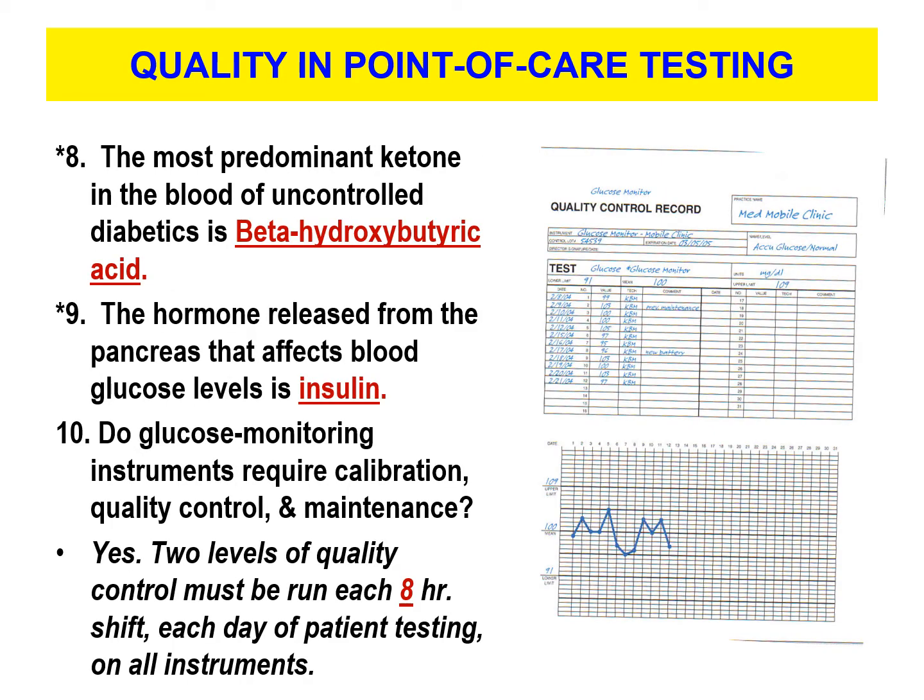Okay, so quality in point of care testing. The most predominant ketone in the blood of uncontrolled diabetics is beta hydroxybutyric acid. The hormone released from the pancreas that affects blood glucose is insulin. Remember we talked about this. You eat a meal, and then your body breaks down your carbohydrates into glucose, and that glucose is surging through your blood.